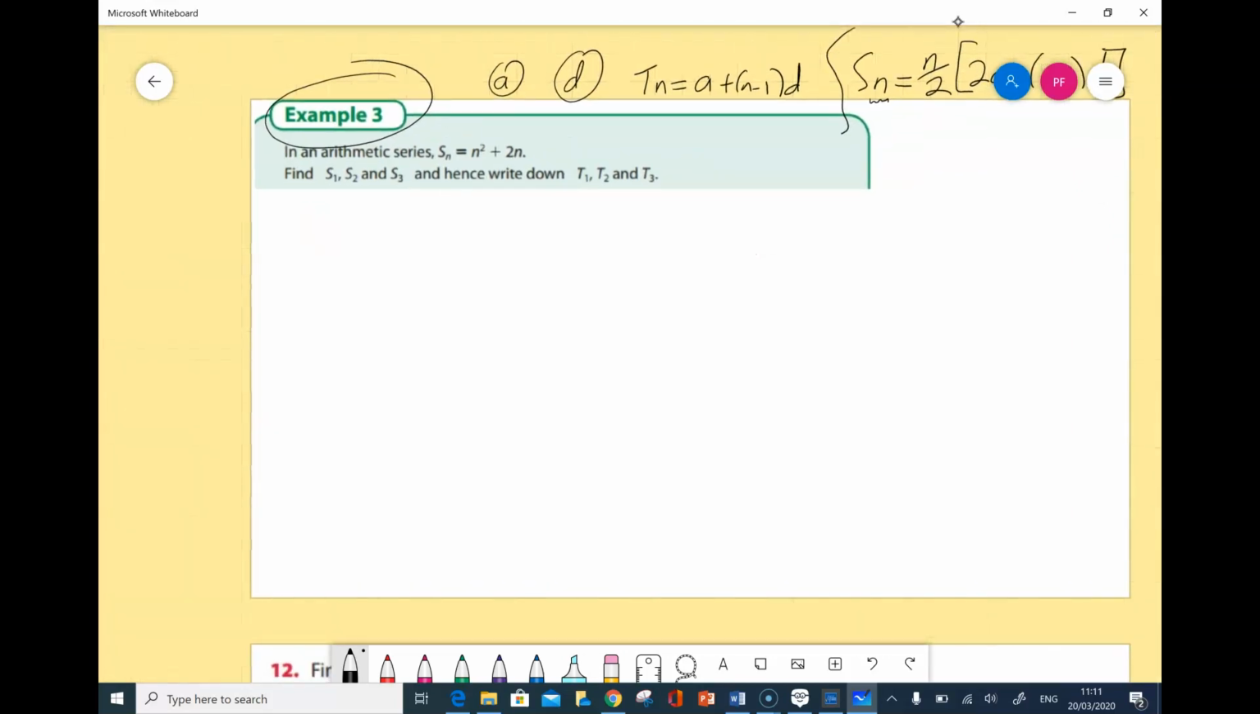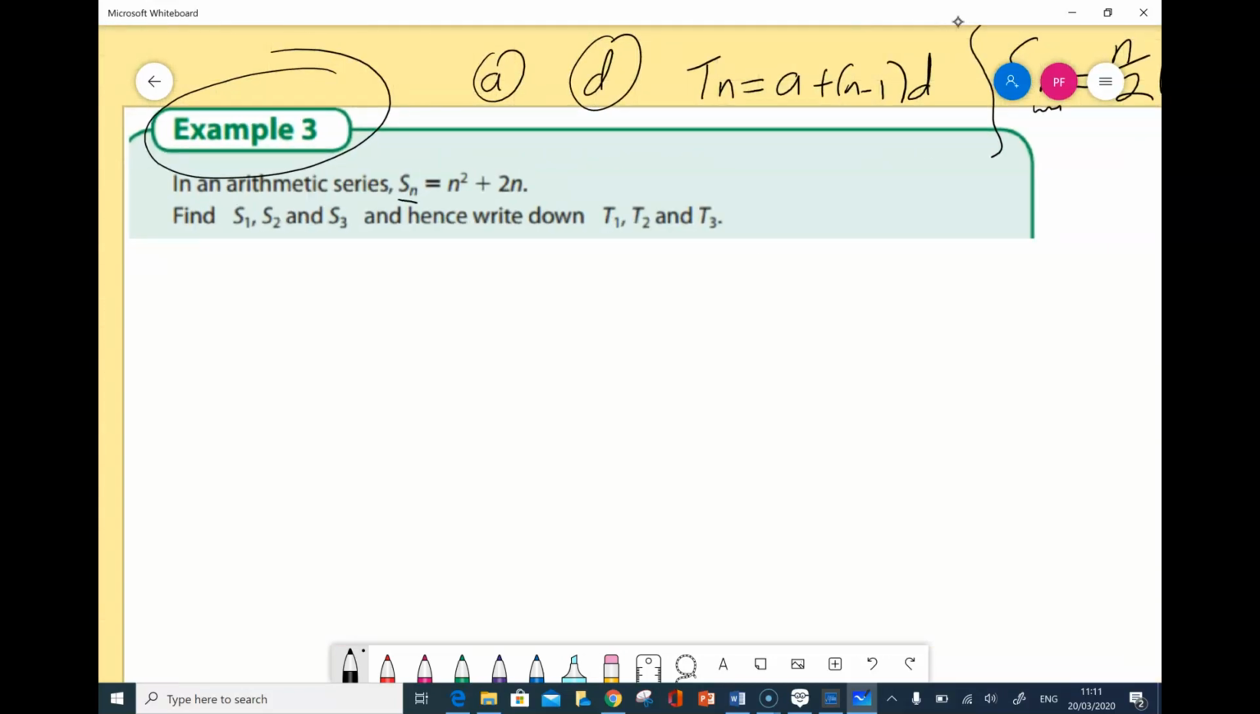So here we've got an arithmetic series. Sn is equal to n squared plus 2n. Find S1, S2, S3. So Sn means adding up all the numbers in the series. S1 means I just want to add up the first number in the sequence.